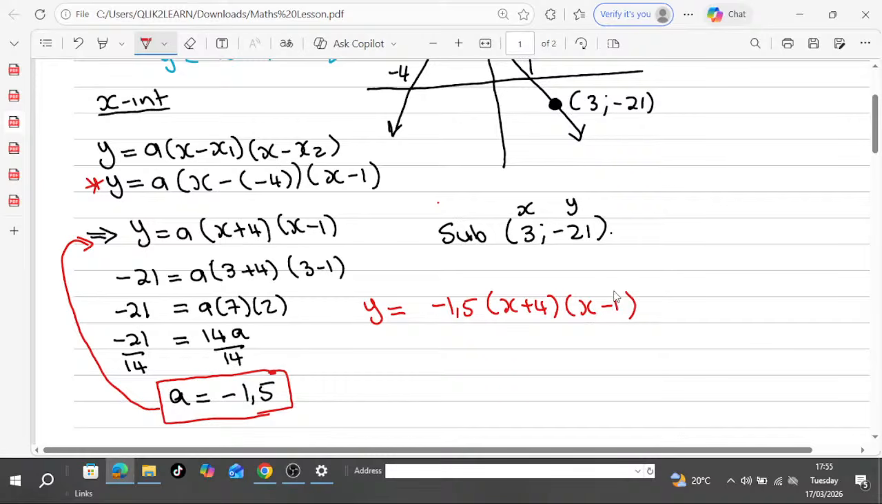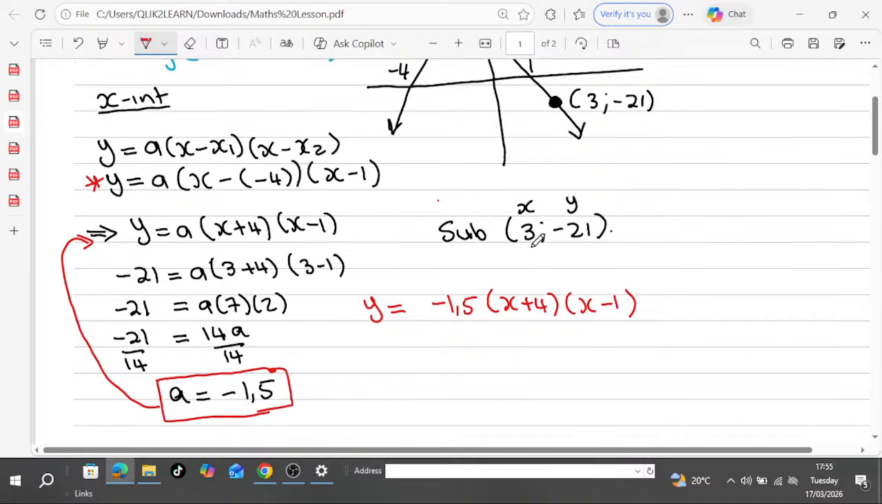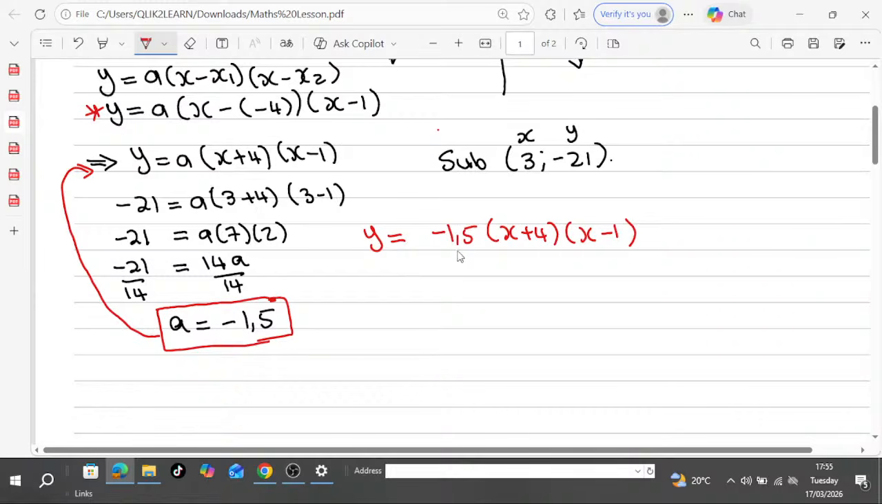What's next? We need to multiply out the bracket with the negative 1.5. So y equals, first thing first, let's do the FOIL method and multiply the two brackets. So this will be minus 1.5 into (x squared minus x plus 4x, which will give us positive 3x, then minus 4), close the bracket.